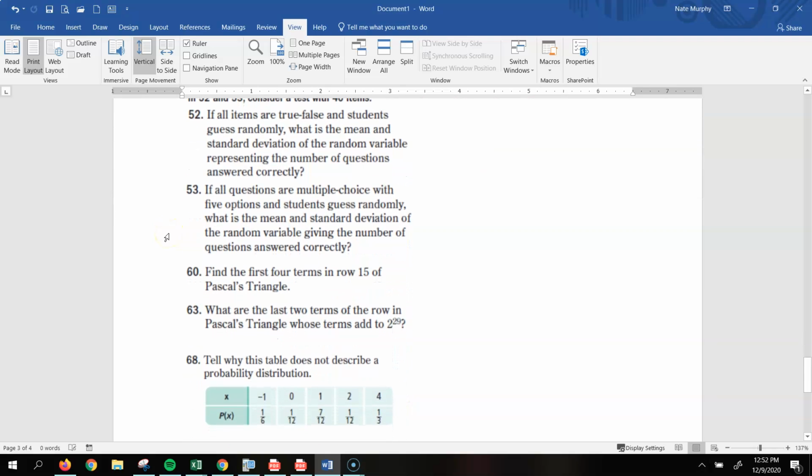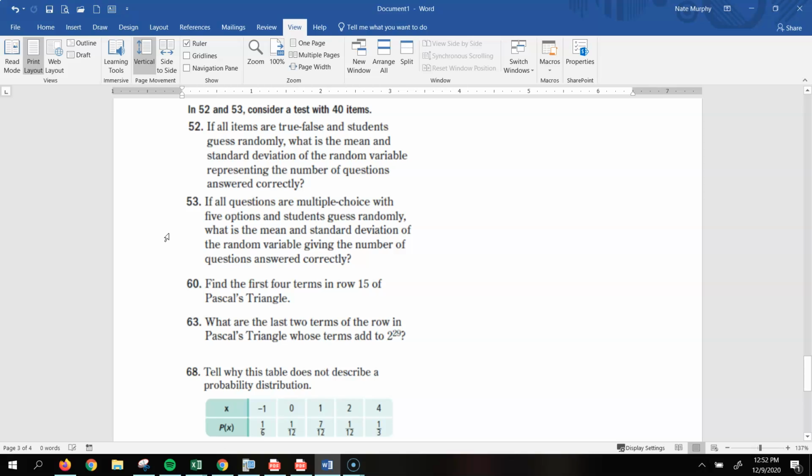All right, getting to the end here. Number 52, this is a test with 40 items. If all items are true or false and students guess randomly, what is the mean and standard deviation of the random variable representing the number of questions answered correctly? Okay, so if it's a true or false quiz or test, that means the probability of success is 0.5. The probability of a failure, getting it wrong, is also 0.5.